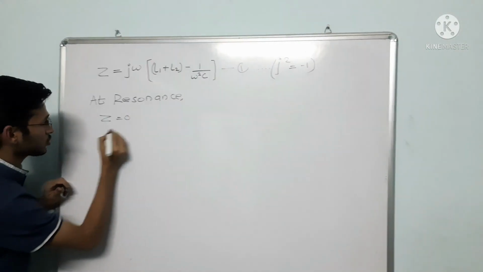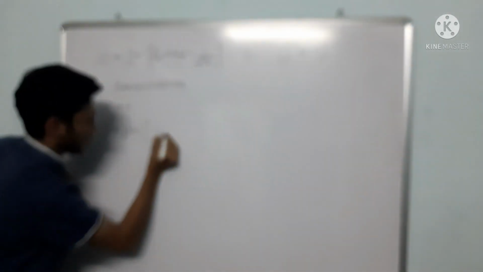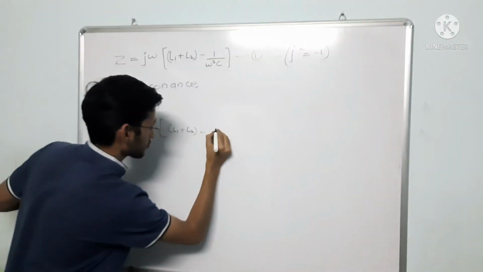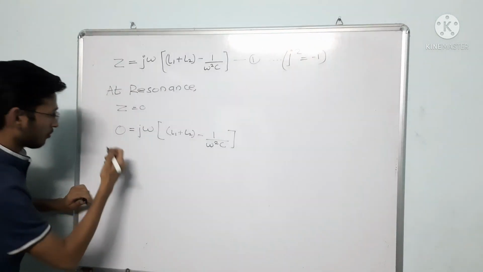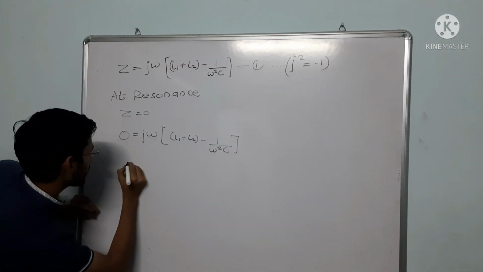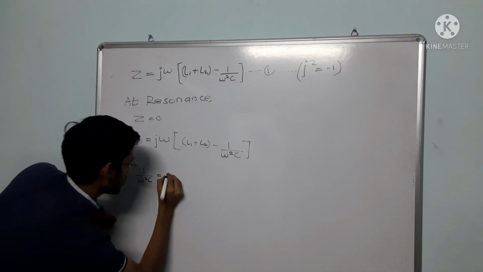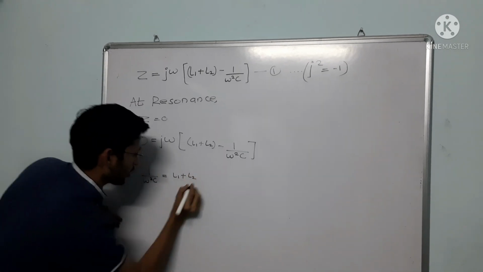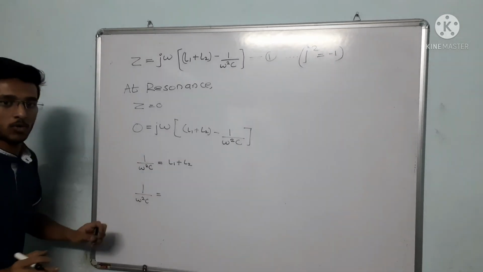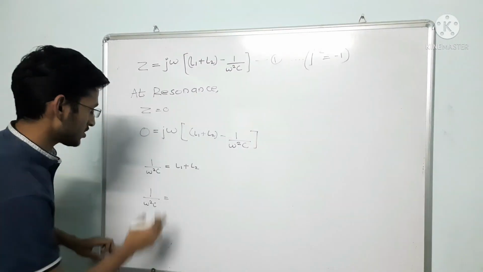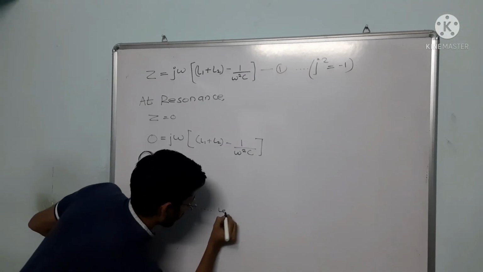So by putting Z equal to 0 in equation 1, we get L1 plus L2 minus 1 upon omega square C equals 0. Now by using mathematical calculations, we get the final term as 1 upon omega square C is equal to L1 plus L2. As both the inductors L1 and L2 are connected in series, we can write L equivalent, that is Leq, in place of L1 plus L2.